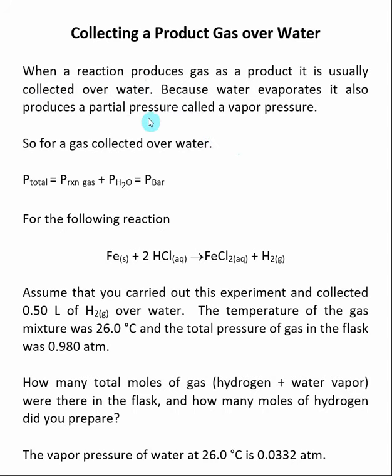producing a partial pressure involved in our calculations, and this is going to be called a vapor pressure. We will talk about vapor pressures more later on in this textbook. The vapor pressure of water is something that we can look up, and so this will be given during this question. So for a gas that's collected over water, the total pressure of what we've collected is going to be equal to the pressure of the gas produced by the reaction plus the vapor pressure of water, and then this is going to be equal to our barometric pressure. So the outside pressure is going to be what's holding the water in place.